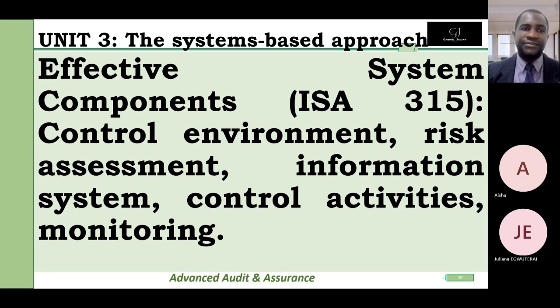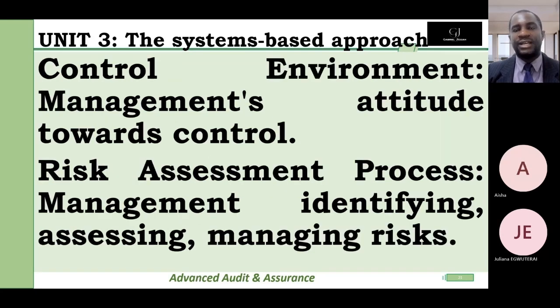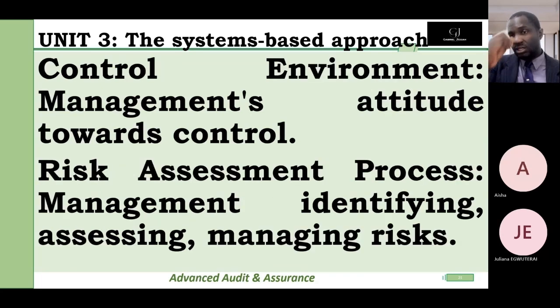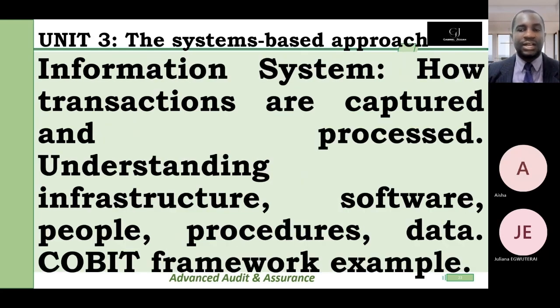So an effective system of internal control based on ISA 315, the control environment, risk assessment, information and communication system, control activities, monitoring. We look at, in summary, that it's very important that management attitude towards the control environment is top-notch. Risk assessment and how management identifies risk, assesses it and manages it is also key. And the information system on how transactions are captured and processed is understood, and the infrastructure, the software, the procedures, that data is captured and also disseminated within the system is top-notch also.